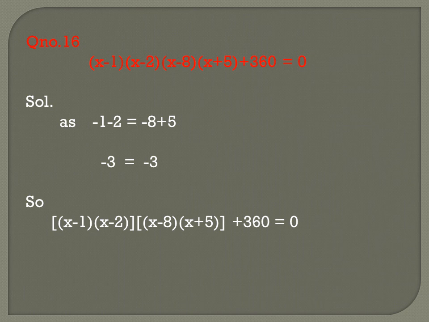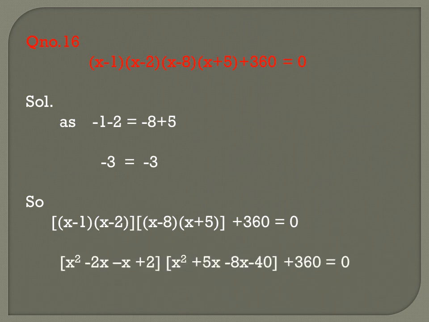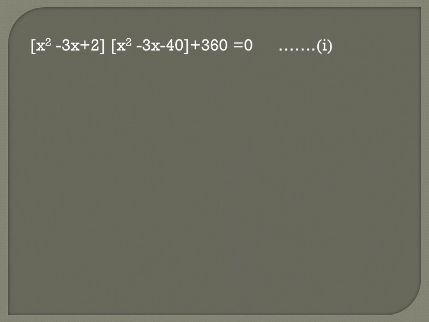Now by multiplying the first two terms, we will get x square minus 2x minus x plus 2, and when we multiply the second two terms, we will get x square plus 5x minus 8x minus 40 plus 360 is equal to 0. By solving the terms with x, we can write the next equation: x square minus 3x plus 2 into x square minus 3x minus 40 plus 360 equal to 0. This is our first equation. Now we have to suppose that x square minus 3x equal to y.